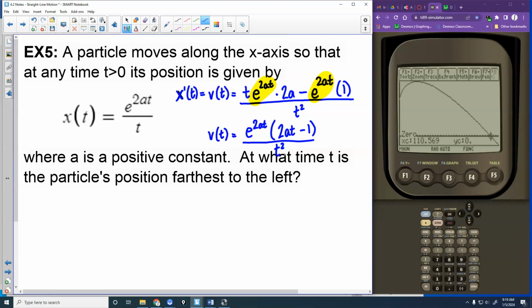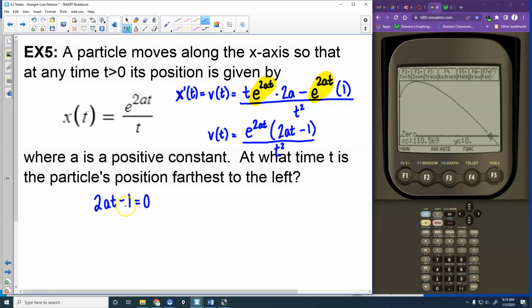Now, I need to know about the sign of this velocity. E to the 2at is always positive because e to anything is always positive. What about t squared? Always positive except at what number? 0. And this tells us that t is greater than 0, so we really don't need to consider that either, right? Really, that 2at minus 1 is the only thing that could possibly be positive or negative here.